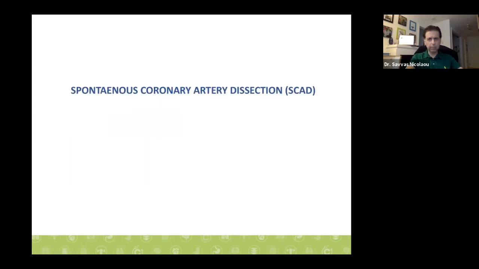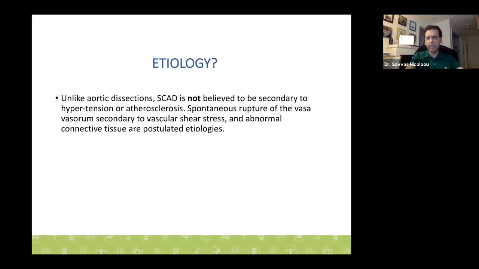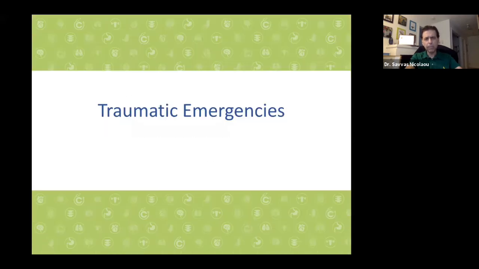What about spontaneous coronary dissection? Be familiar with this condition. It causes acute coronary syndrome in females under the age of 50. As for the predisposition, people believe it's due to abnormal connective tissue within the vessel wall that causes a rupture of the vasa vasorum, which causes a dissection of the vessel.